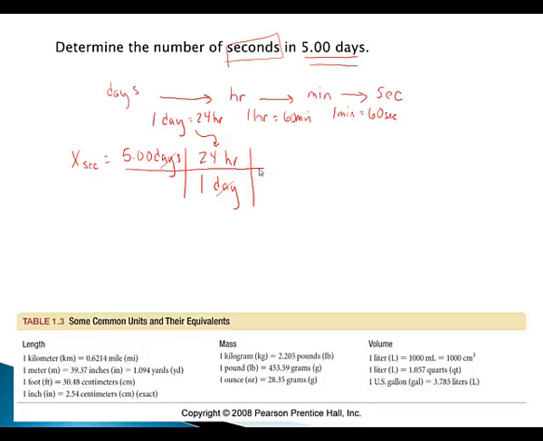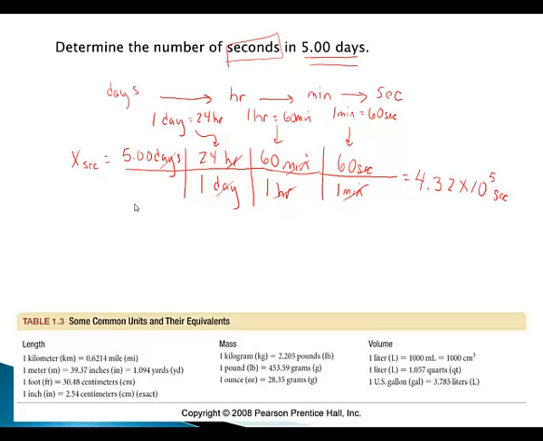I have hours, and then I'm going to go to the next equality here. So I have hours on top. I need to put the hour on the bottom, and the 60 minutes on top. And I'm not quite done yet. I got minutes, but I want to go all the way to seconds. So I'm going to set up my third equality, where I have the minute on the bottom, the 60 seconds on top, and I got rid of my minutes, and now I have seconds. I multiply these together, and I get an answer of 4.32 times 10 to the 5th seconds.